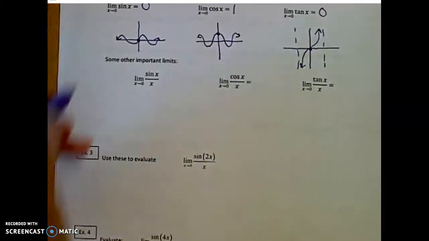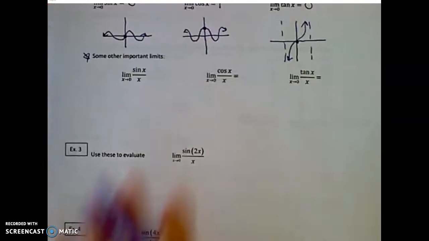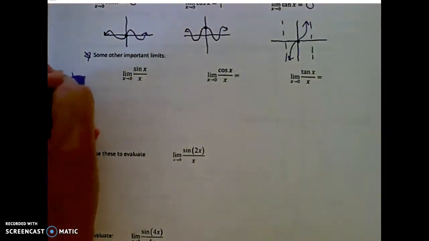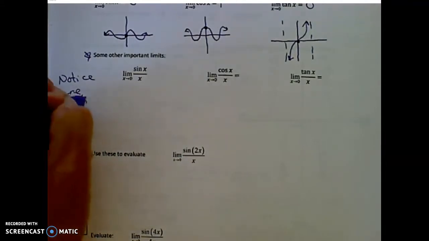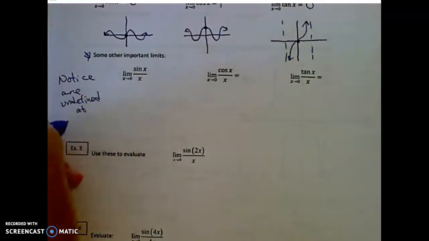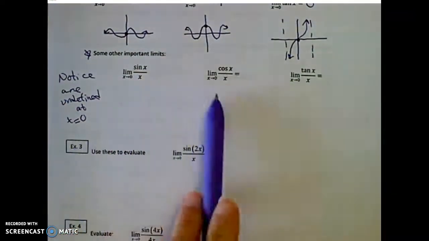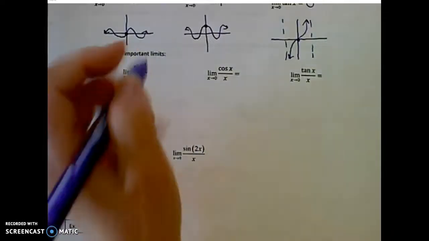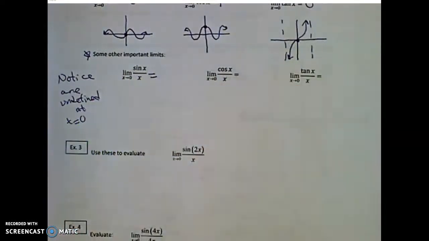These are some other important limits. I think I mentioned these in the review last week on Thursday, and maybe I got ahead of myself. I wanted to give you some time to look at those graphs. Please notice that all of these are undefined at x equals 0. Well, maybe we can fix that problem. Pick up your graphing calculators, play around with the table, play around with the graphs, and see if you can figure out what those function values are approaching around x equals 0.